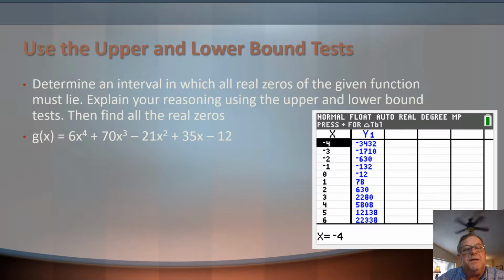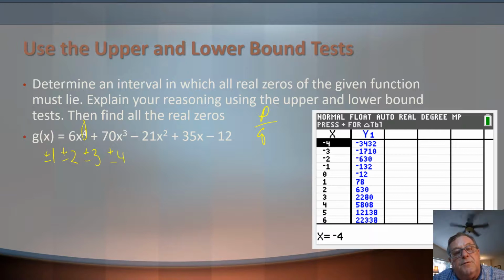Now we've got this function g of x equals 6x to the fourth plus 70x cubed minus 21x squared plus 35x minus 12. We know that we could have as many as 4 rational real zeros from the rational zero theorem. Let's figure out what they could all be. I'm looking at P over Q, all the factors of the constant over all the factors of the lead coefficient. So we could have plus or minus 1, plus or minus 2, plus or minus 3, plus or minus 4, plus or minus 6, and plus or minus 12. I'm doing all the factors of 12.